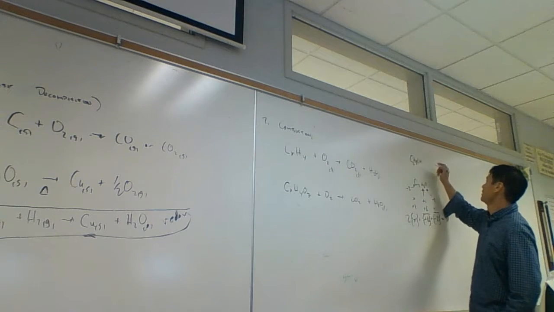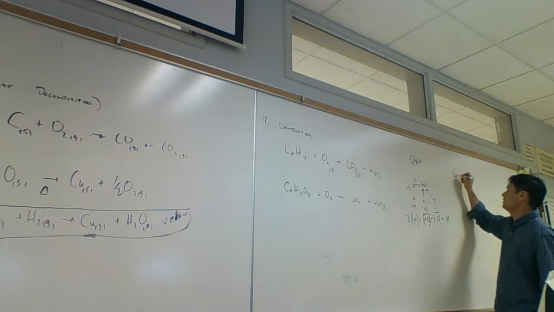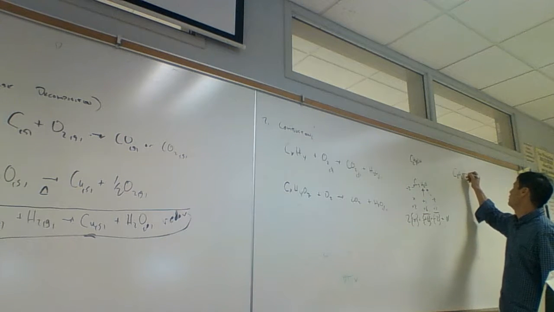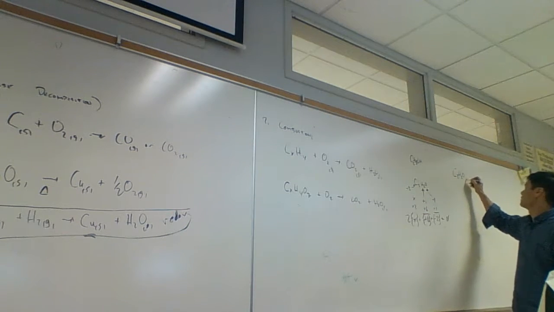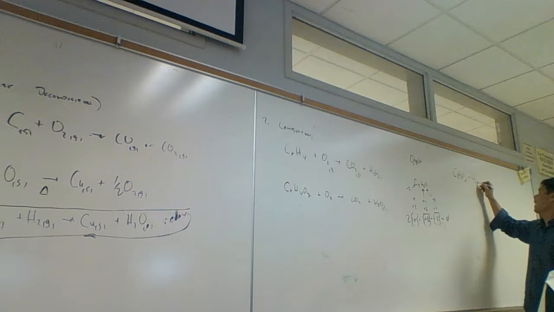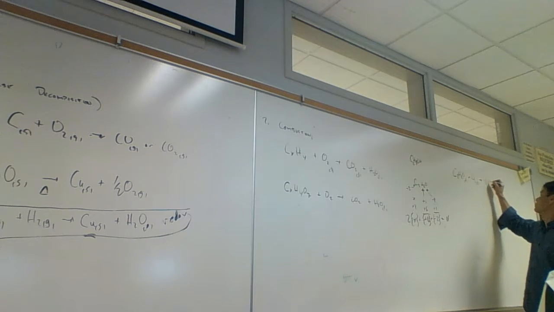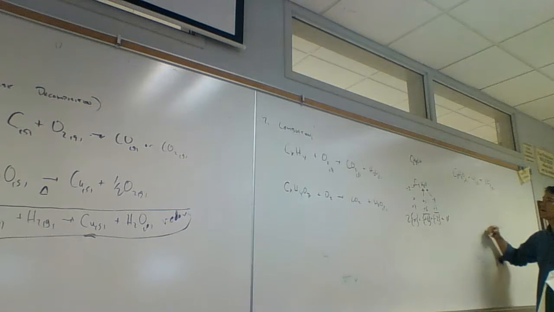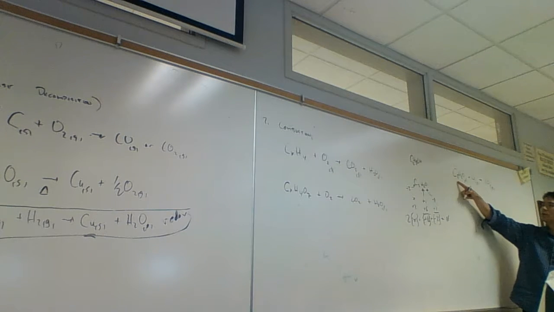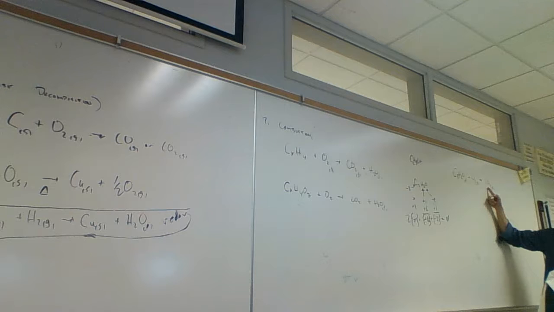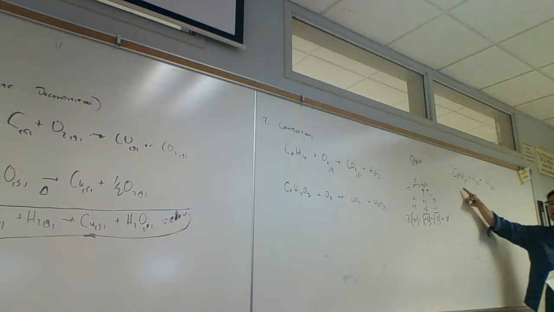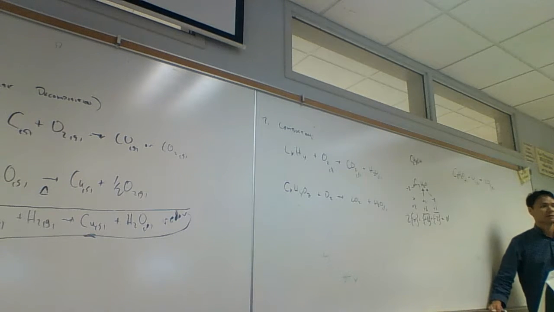Now what we're going to do is combust this with oxygen. So we have C2H6O, ethanol, a liquid, plus O2 gas, which is going to produce CO2. Our carbon is going to go from -2 to +4 in this reaction. So in order to go from -2 to +4, what must happen? It's got to lose electrons.